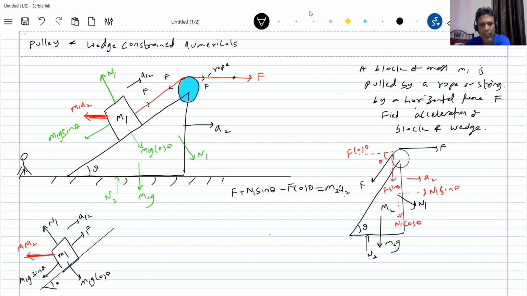Now, shall we write any equation for the block along the incline? What should be the equation? F minus m1g sine theta minus m1a2 cos theta equals m1 a12, perpendicular to the incline.